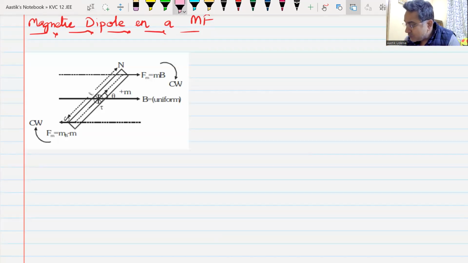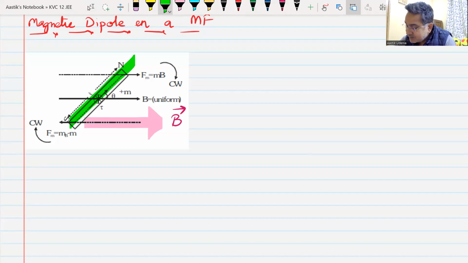If a magnetic dipole is placed in a magnetic field, your magnetic field is going in this direction. Your magnetic dipole moment is in this direction. Anyone remembers this? And the angle between the two is theta.